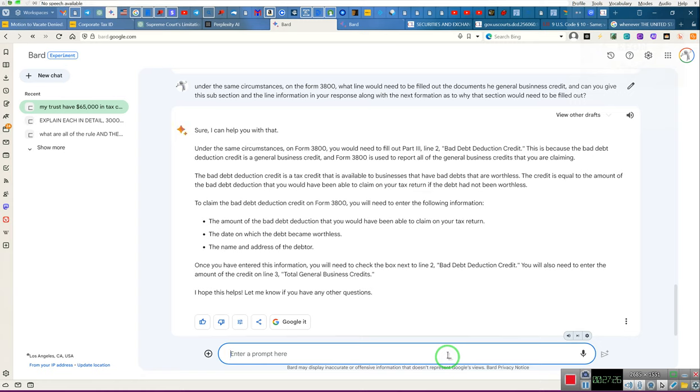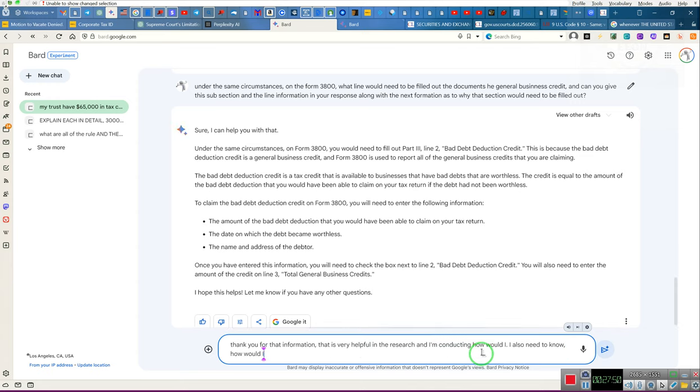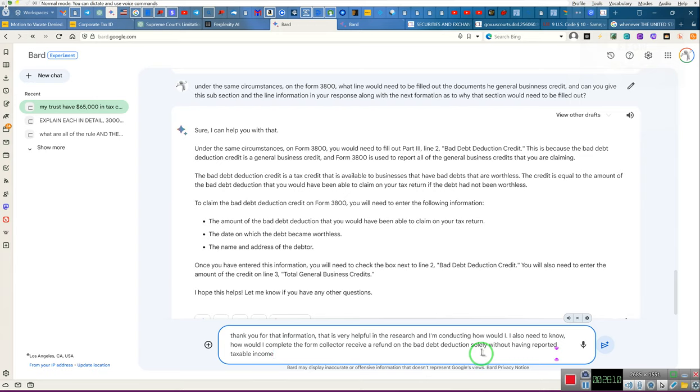Thank you for that information, comma. That is very helpful in the research that I'm conducting, comma. I also need to know, comma, how would I complete this form so as to receive a refund on the bad debt deduction solely without having reported taxable income? Question mark. Stop listening.